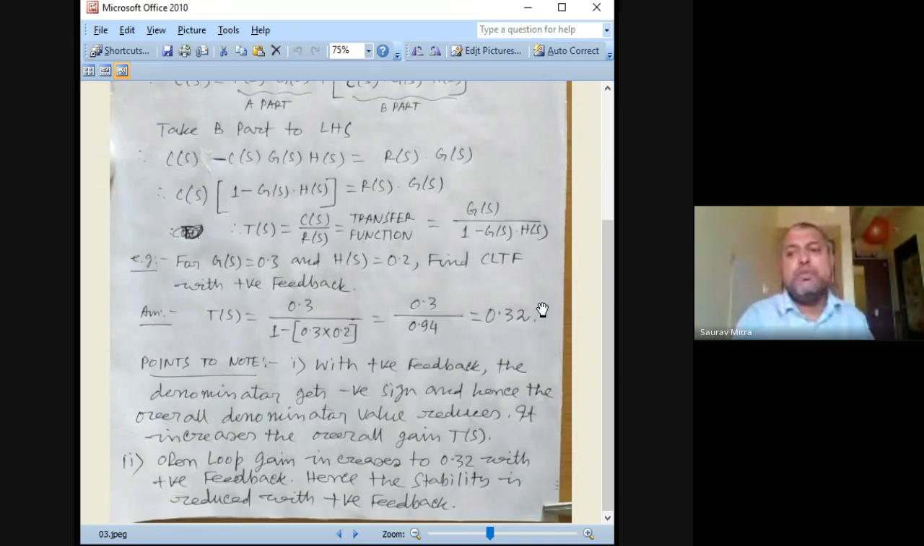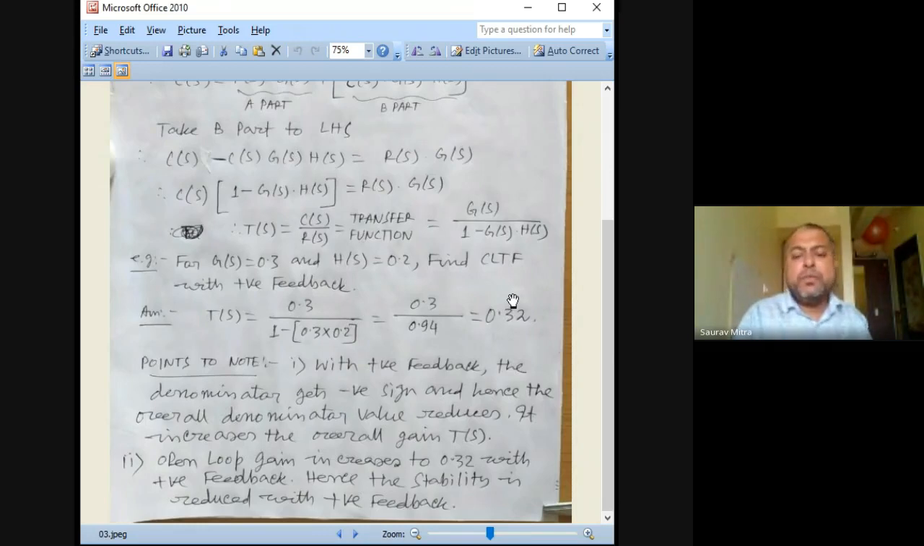All these things we will prove by means of the same numerical. That is, forward path gain is 0.3, feedback gain is 0.2. So the overall transfer function, or overall gain, is 0.3 divided by 1 minus 0.3 into 0.2. Previously it was 1 plus because it was negative feedback. Now it is 1 minus because it is positive feedback. So this whole denominator becomes 0.94, numerator is 0.3, and the gain increases to 0.32.